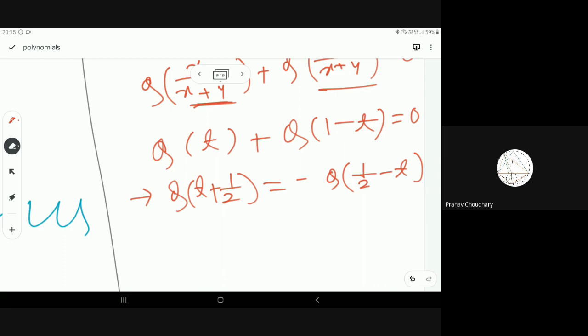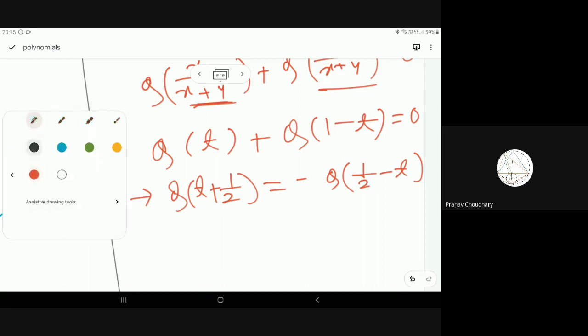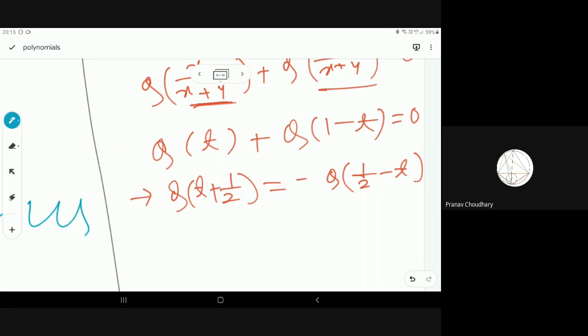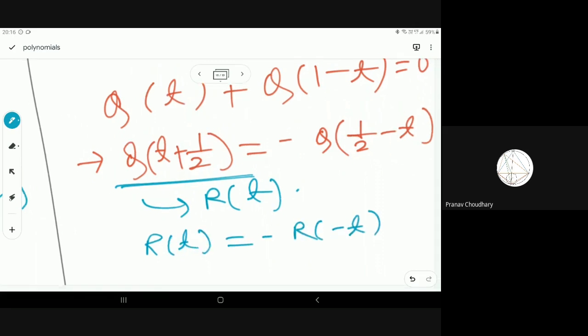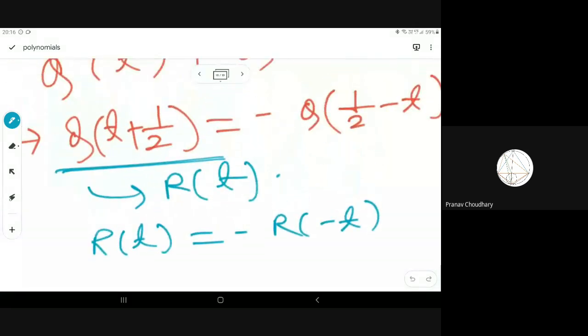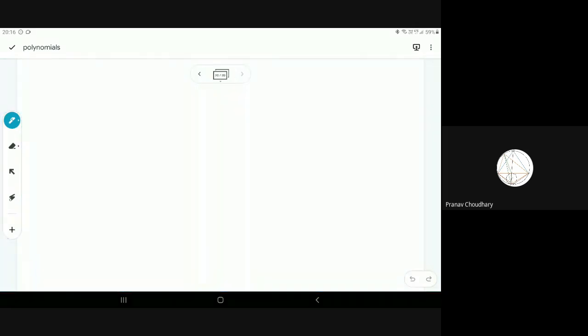Okay, yeah. So now, let this polynomial be r of t, suppose, right? Then if you rewrite the condition, this becomes r of t equals minus r of minus t, right? So now what does this imply? This basically tells you that r of x is an odd polynomial, right?